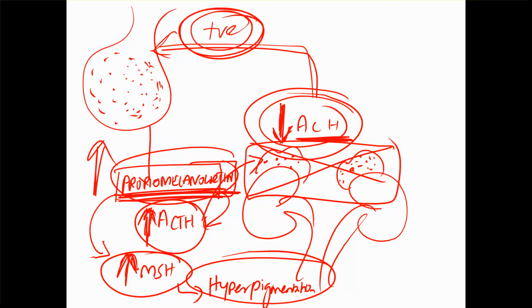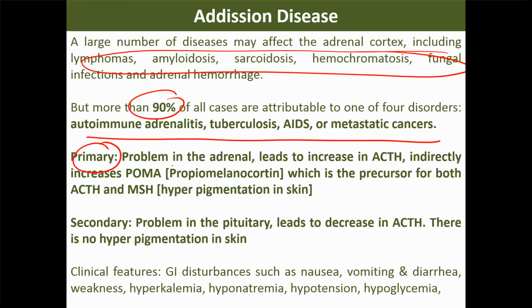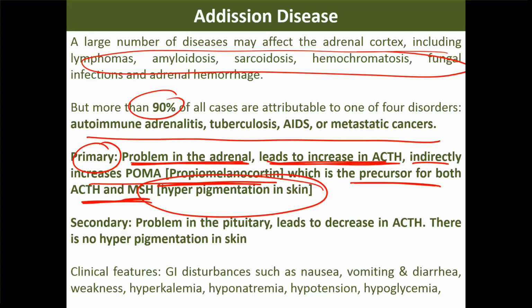Because when the person has less sodium and increased potassium in the blood along with less glucose, and there is hyperpigmentation, then you can suspect there is Addison disease. So a primary problem in the adrenal leads to an increase in ACTH, which indirectly increases the proopiomelanocortin, the precursor for both hormones, ACTH and MSH, melanocyte stimulating hormone, and that leads to hyperpigmentation in the skin.